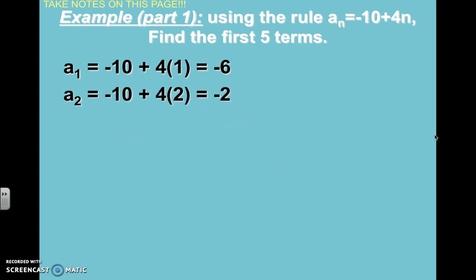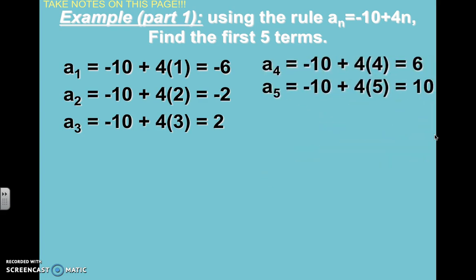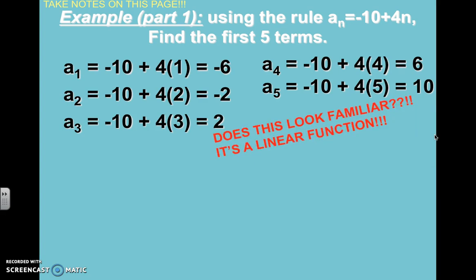So now we have a sub 2. That's negative 10 plus 4 times 2, which is negative 2. A sub 3, negative 10 plus 4 times 3, which is 2. And here's your last two terms. When you plug in 4, you get 6, and when you plug in 5, you get 10. So you're just plugging in numbers to get the first 5 terms. Does this look familiar to you at all? Well, this is a linear function, so it's just like plugging in x to a linear function and getting an output.